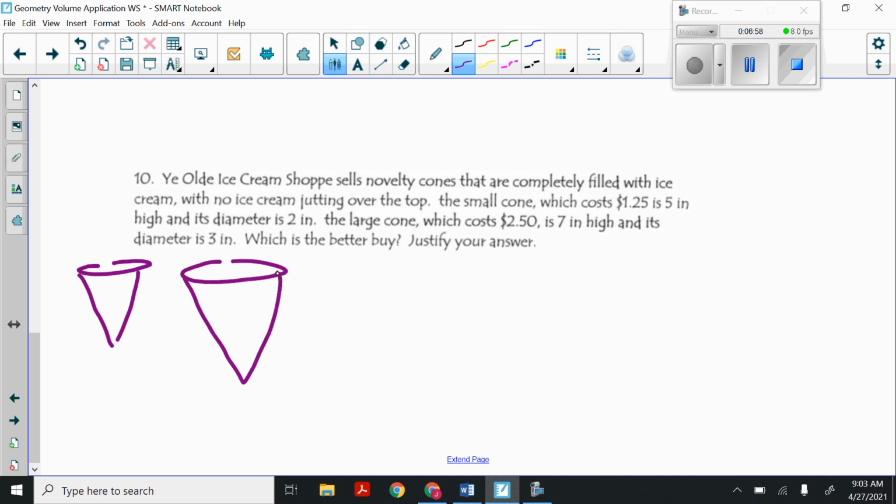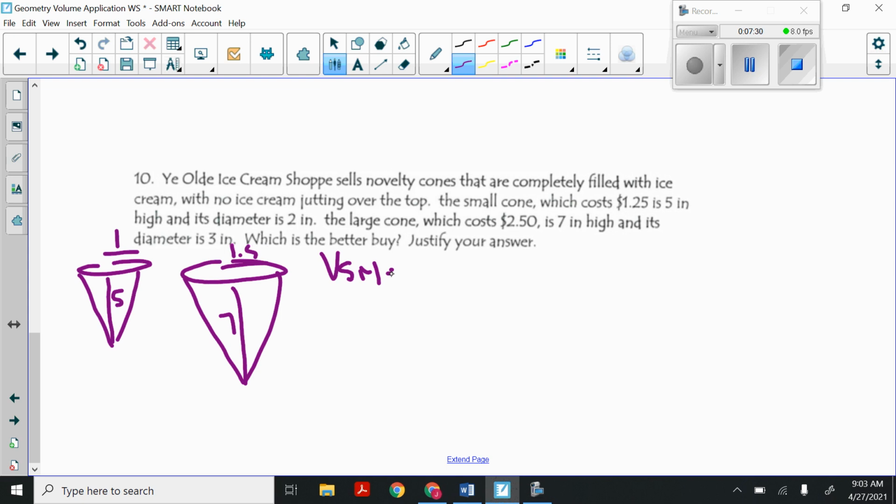The small cone, which costs $1.25, is 5 inches high, so we know that our height is 5 inches. And its diameter is 2 inches, so that means our radius is 1. A large cone costs $2.50, is 7 inches high, and its diameter is 3 inches, so its radius is 1.5. Which is the better buy? Justify your answer. So let's find the volume of each of them.